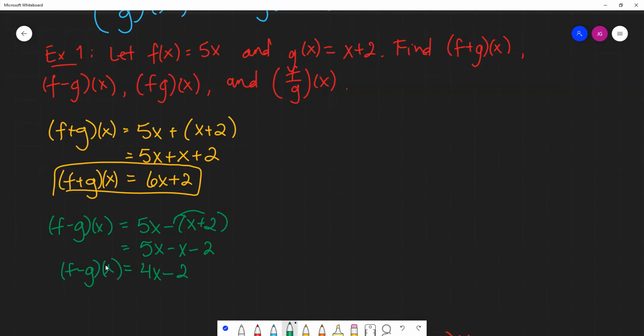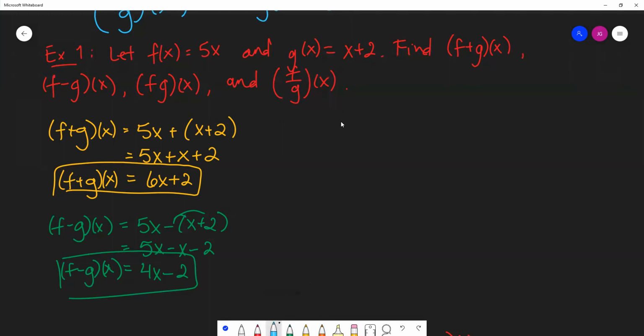Make sure you use those parentheses, especially when the second one is a quantity, like more than just one term. Also understand that f minus g, because of the way subtraction works, will be different from g minus f. 4 minus 2 is not the same thing as 2 minus 4, right? 4 minus 2 is 2, 2 minus 4 is negative 2. So that's kind of the explanation as to why they're different.